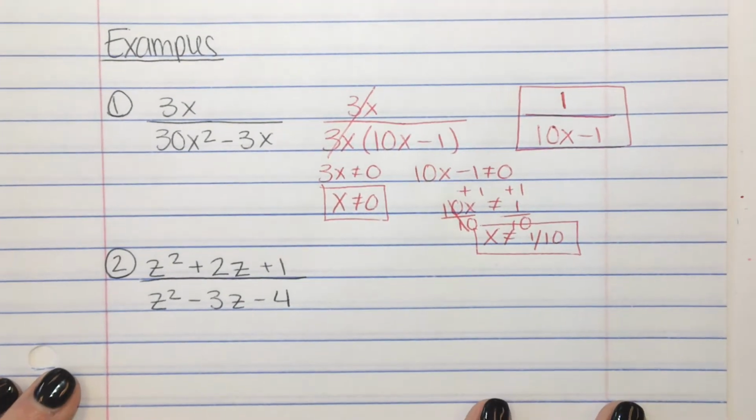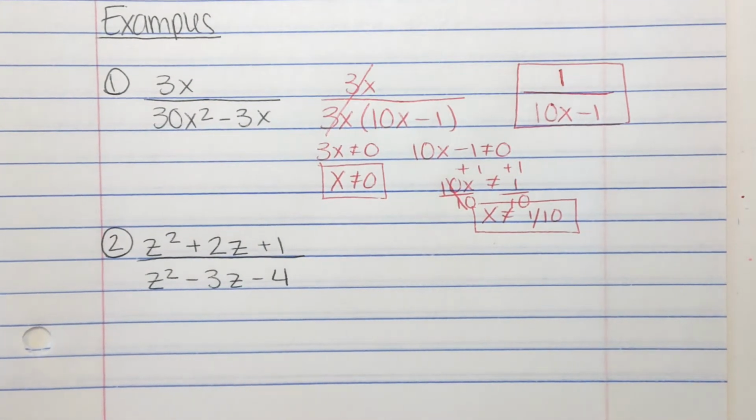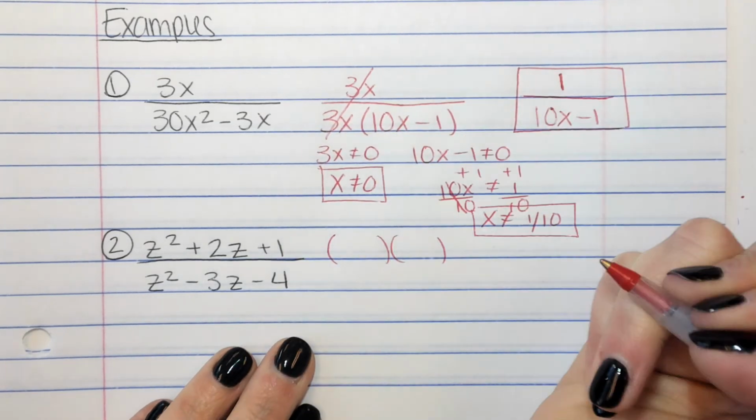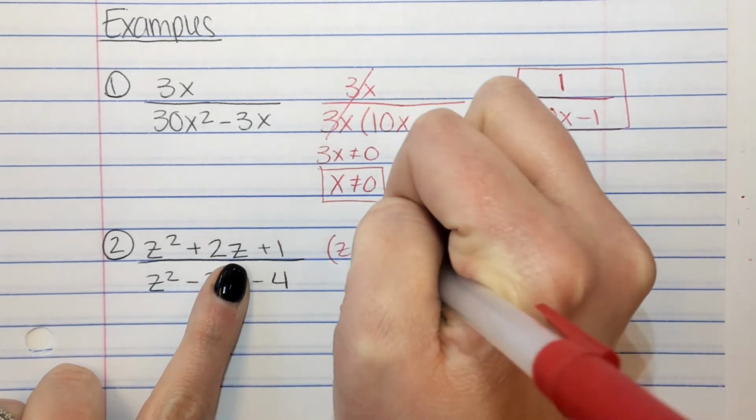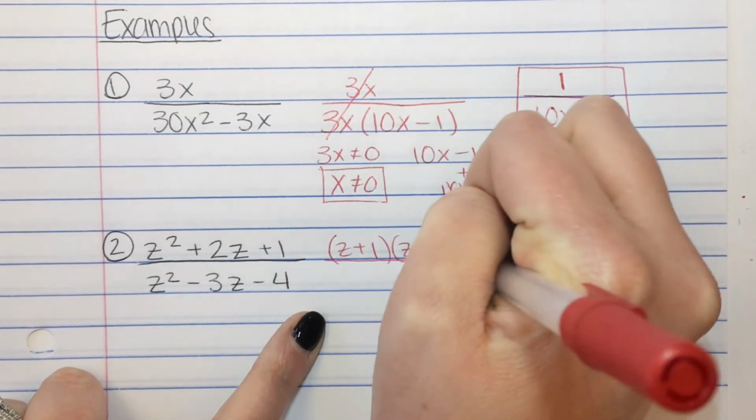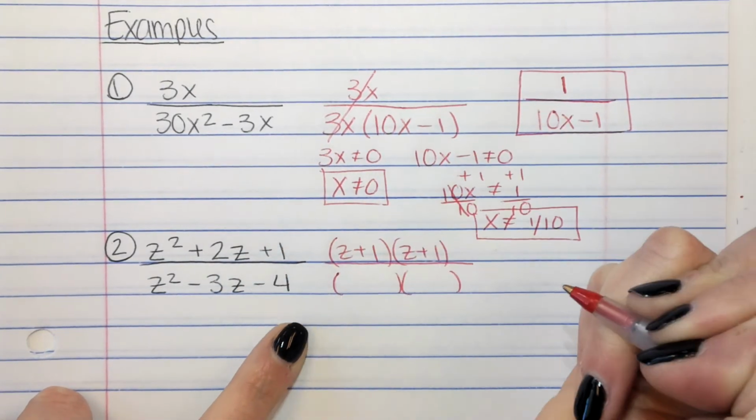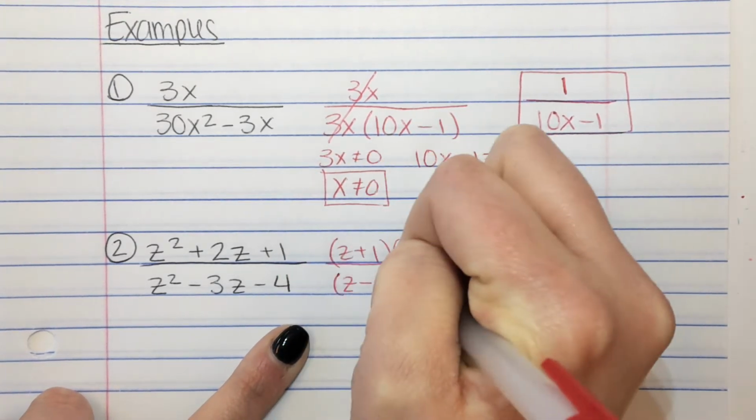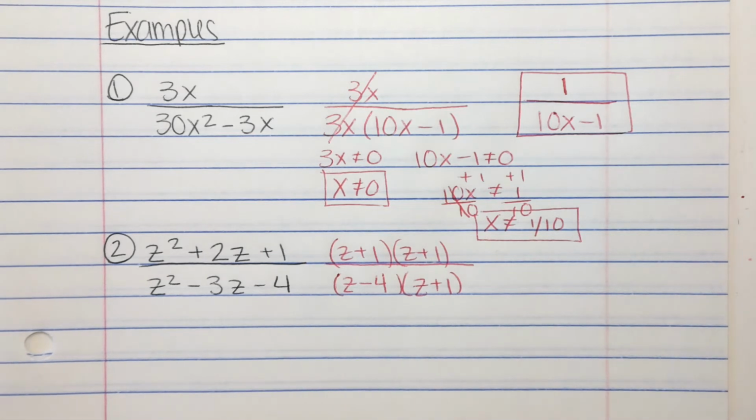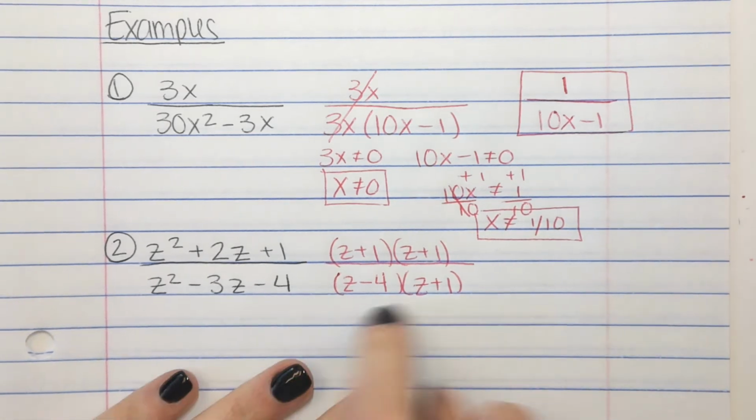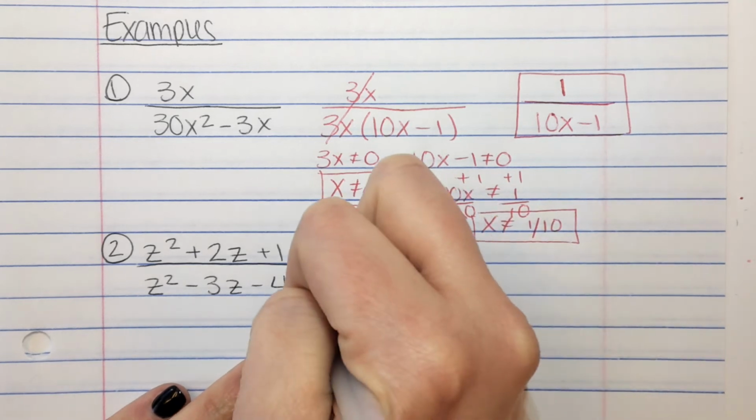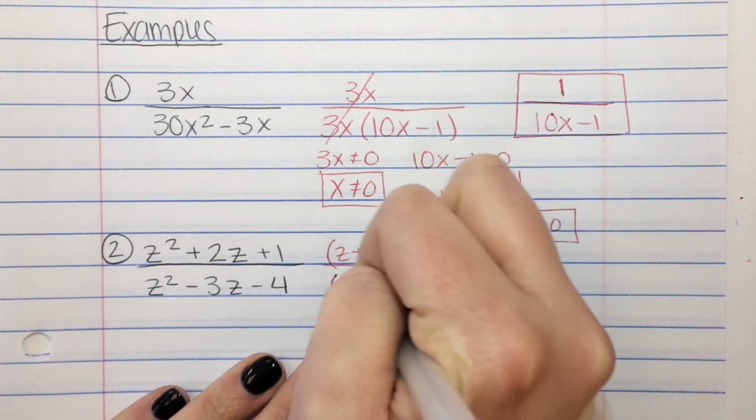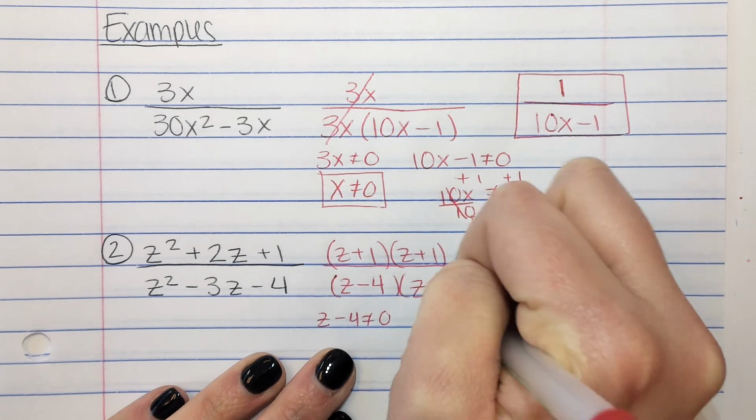Okay, here's example number 2. We have z squared plus 2z plus 1 over z squared minus 3z minus 4. So I'm going to start by factoring the top and the bottom. On the top, I can change that to z plus 1 and z plus 1. On the bottom, I can do z minus 4 and z plus 1. Okay, so now before I simplify it the rest of the way, I'm going to set each of these factors equal to 0. So z minus 4 equals 0, z plus 1 equals 0.